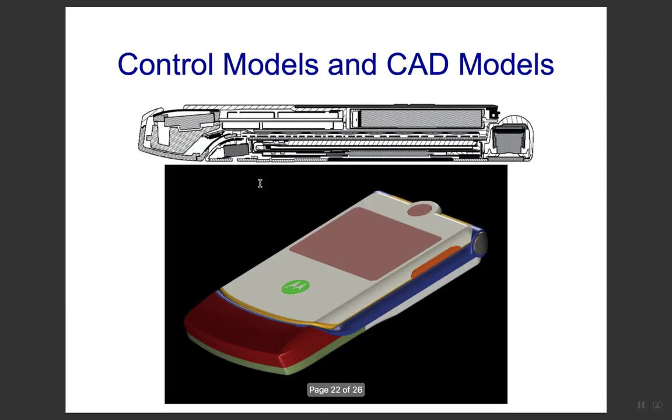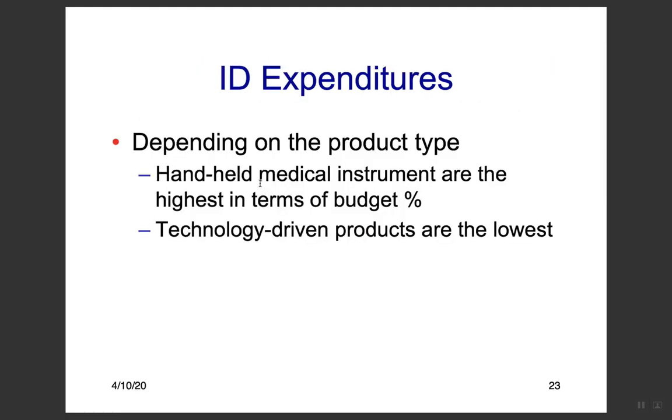Okay, and these are the technical drawings. Next one is identification of industrial design expenditures, or ID expenditures. It depends on the product type.